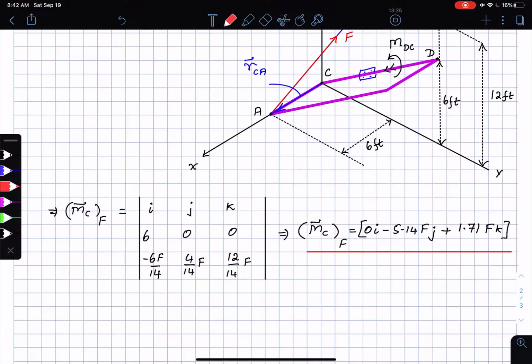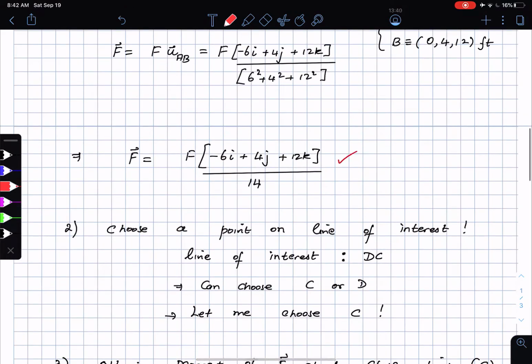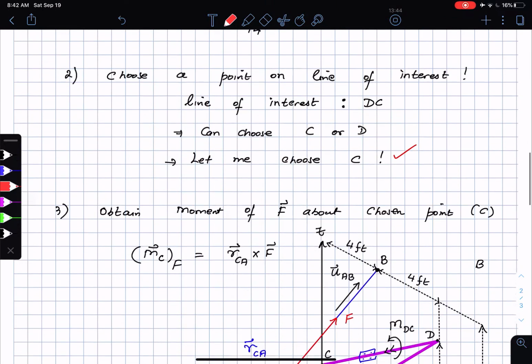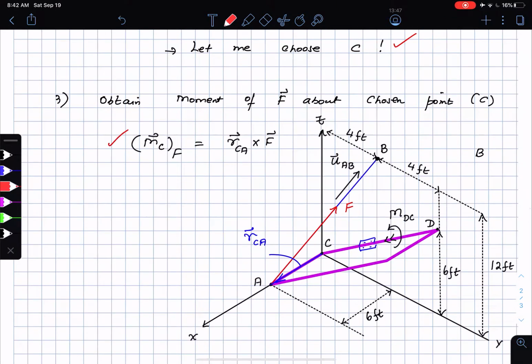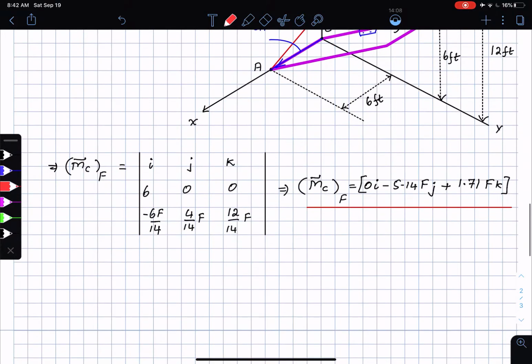So far, I have first written the force as a vector. That's the first step. Then I chose a point on the line of interest, the point C. Then I computed the moment about the point C due to this force F. I wrote the position vector RCA as coordinates of A minus C, which is going to be 6i, 0j, and 0k feet. And I also had my force vector written earlier, so all I have to do is the cross product, and this is what I have so far.